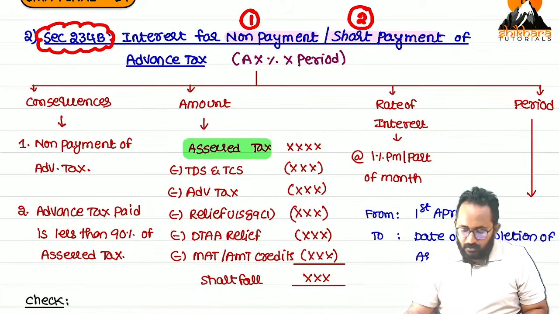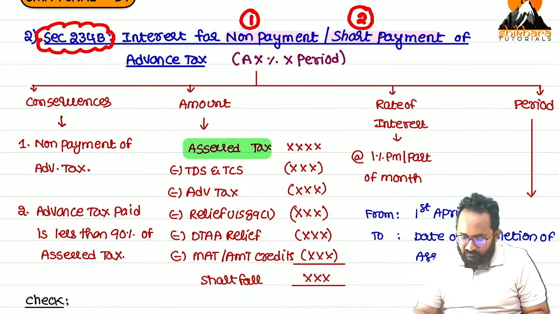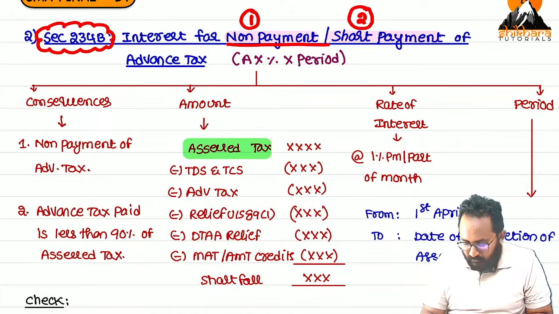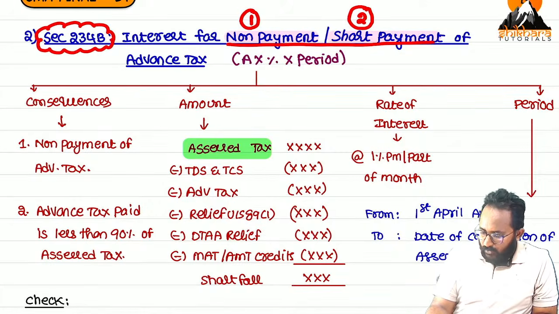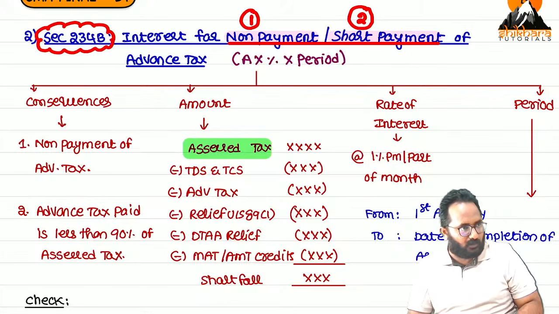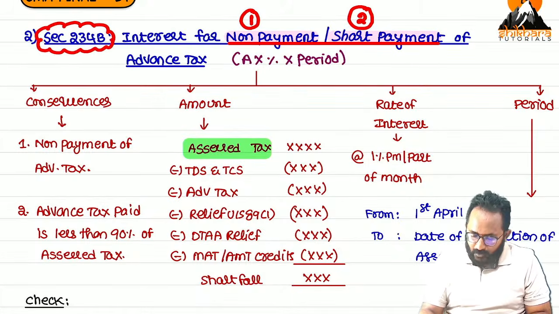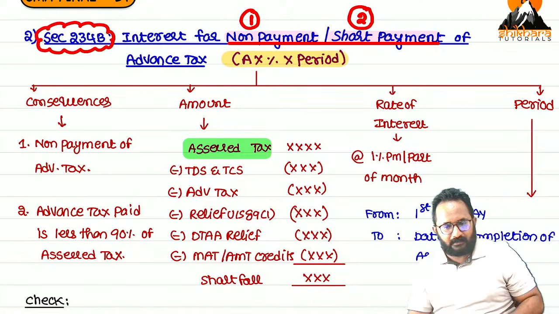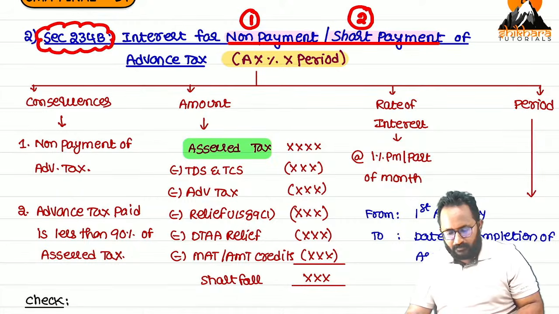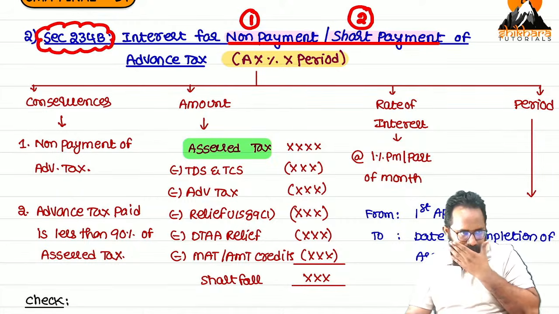First one is non-payment of advance tax. Second one is short payment of advance tax. I will tell you what we mean by short payment in a detailed way. But before that, we have to calculate interest using these three variables only, right? What are the three variables? Amount into rate of interest into period.